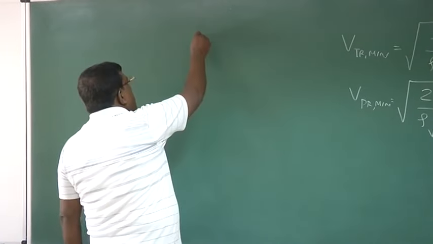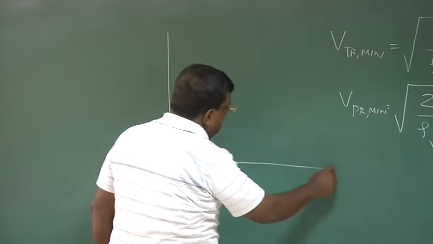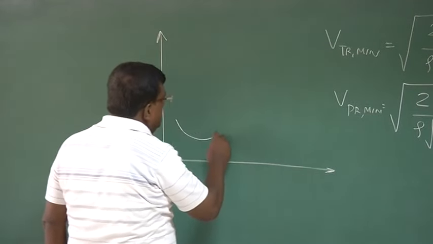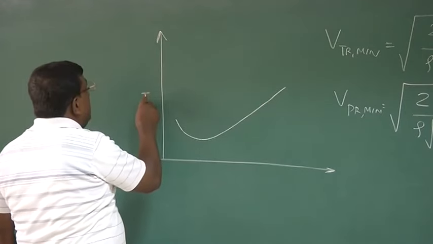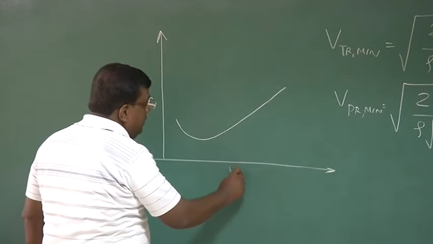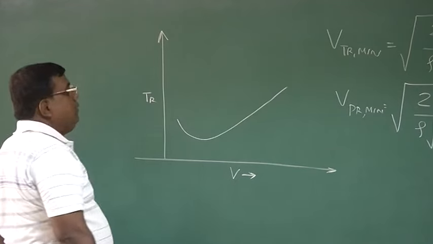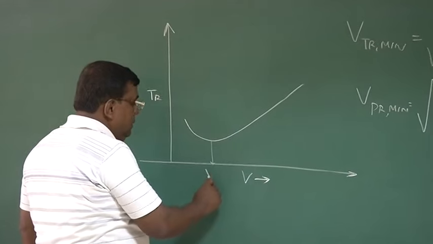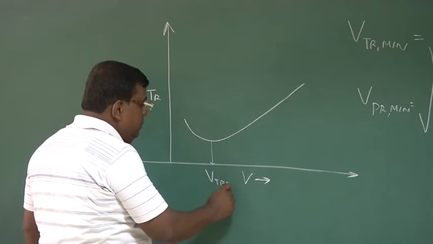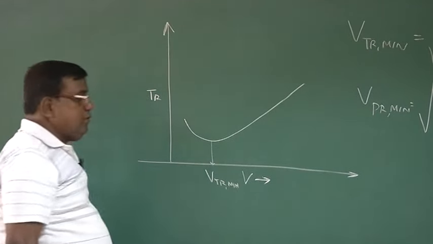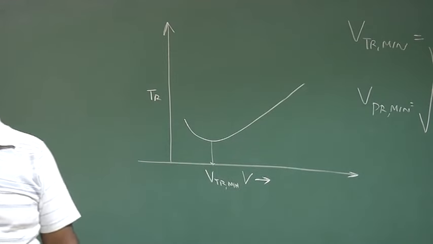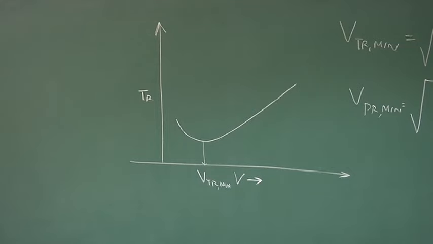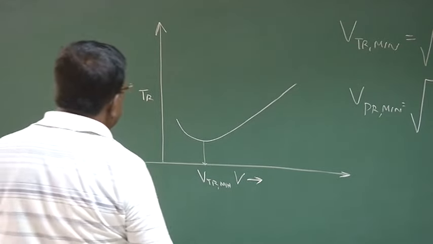Now let us see. We have also seen this thrust required versus speed or velocity. The graph typically goes like this, and this is the point where the V for thrust required minimum. Please remember, thrust required is equal to the drag. So when I say thrust required minimum, I'm implicitly saying that the drag required is minimum, right?